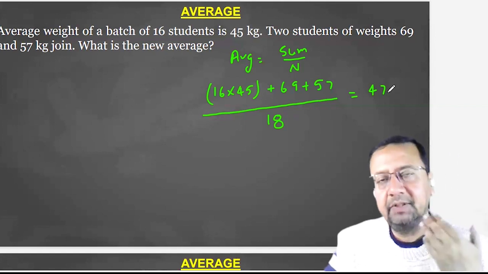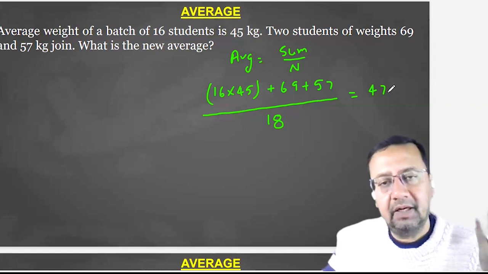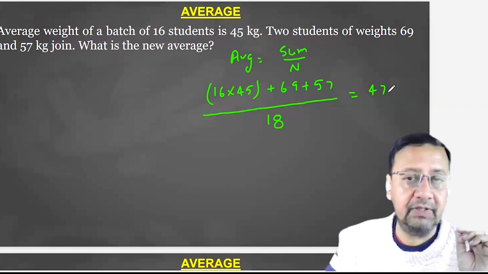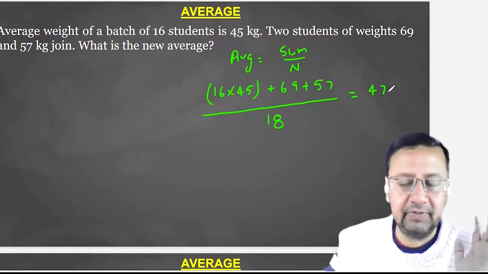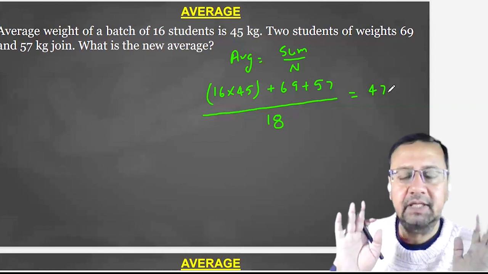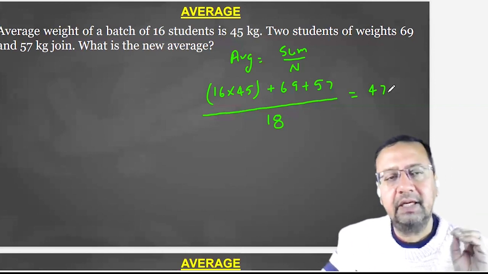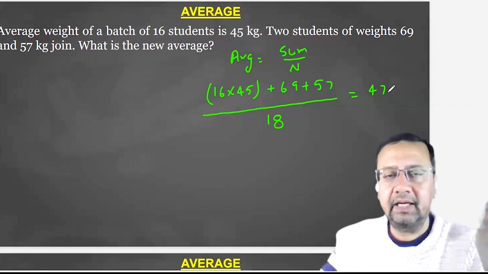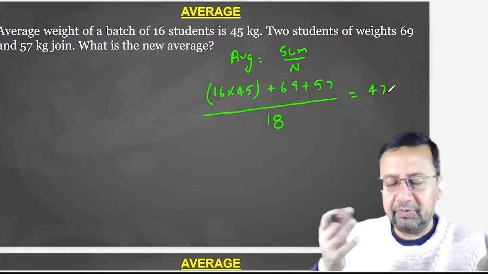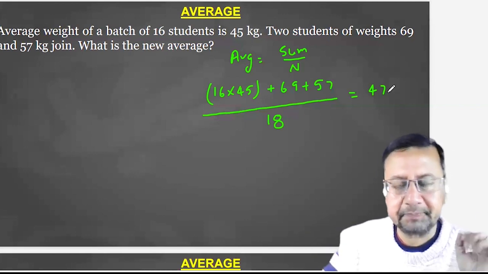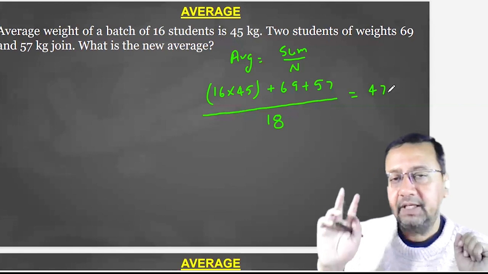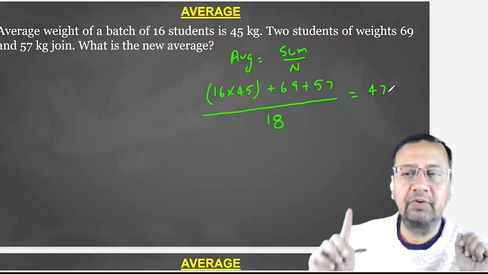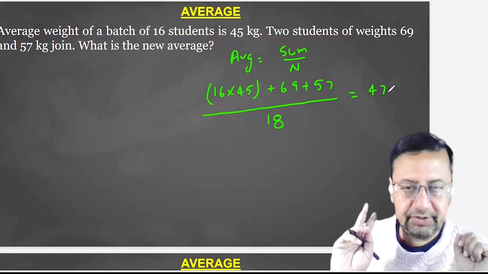Yes. So there might be some students who have more weight than 45 kg, some are exactly equal to 45 kg, and some are below 45 kg. But we are saying 45 kg is the average weight. So I can say average is the representative number of the entire group, right? Maybe for these 16 students, right?